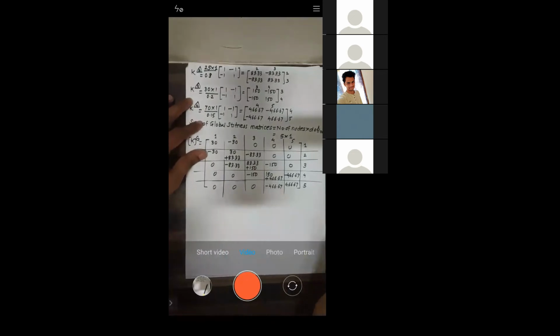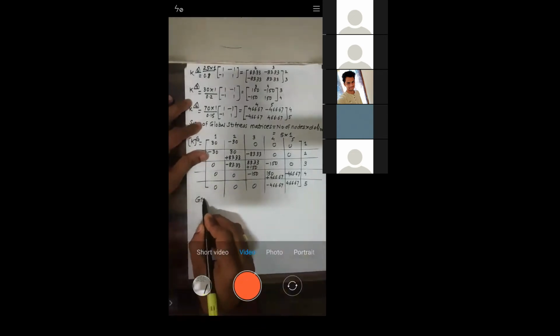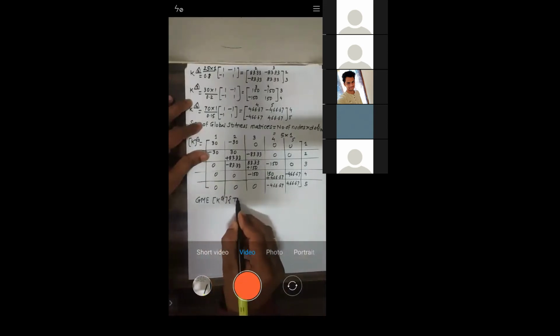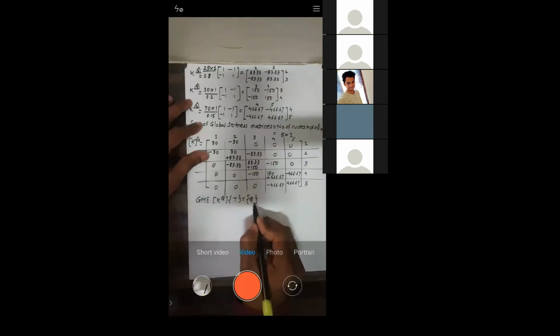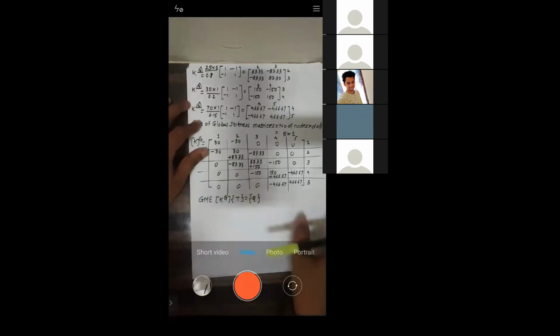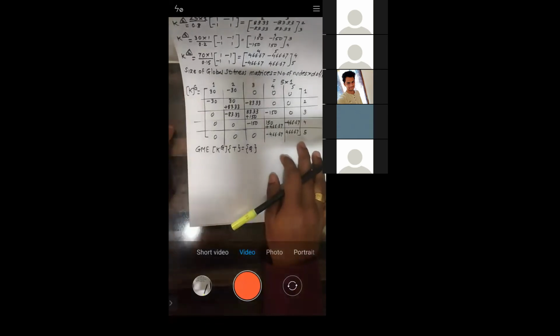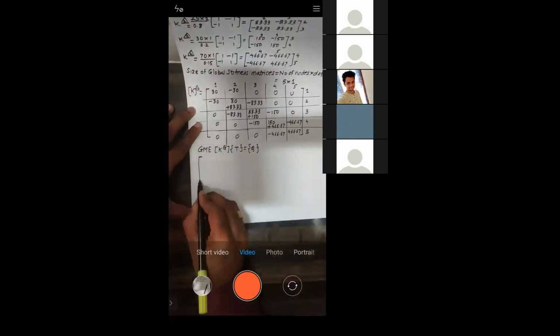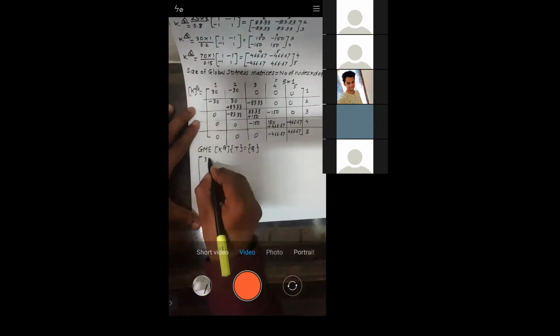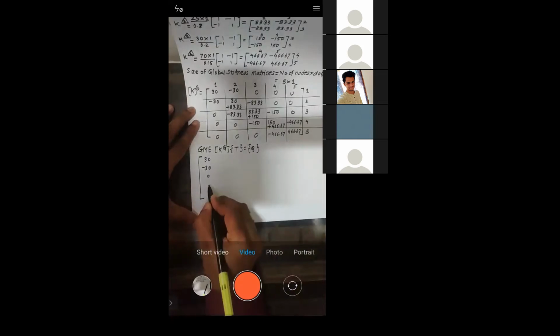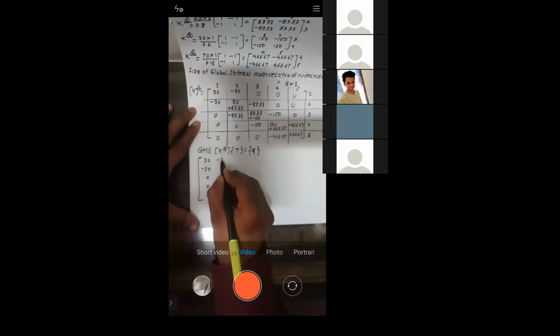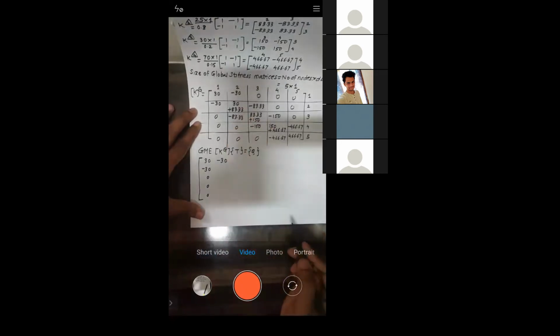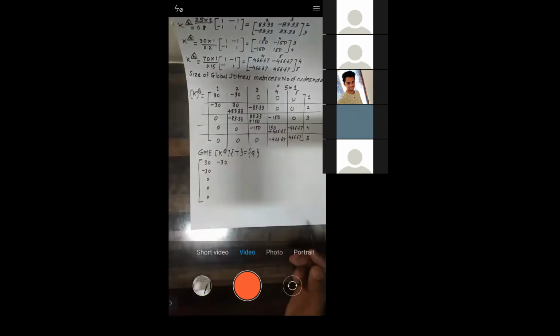Okay. Now see, what is our GME, the global matrix equation? Global matrix multiplied by displacement. Here displacement is not there, we have temperature, equal to heat flow, right? So just write down this matrix. 30, minus 30, 0, 0, 0, then minus 30, then this one, tell me the addition.